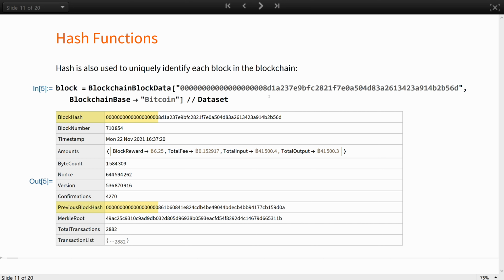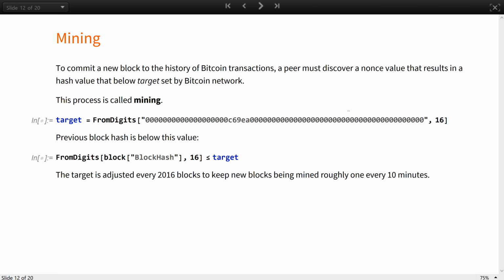These many zeros that you see in the block hashes are not coincidental. They are a part of the Bitcoin's proof of work consensus mechanism. To commit a new block to the history of Bitcoin transactions, a peer must discover by brute force a nonce value that, when included in the block, will result in an acceptable hash that is less than or equal to the current target set by the Bitcoin network. This process is called mining. The miner is rewarded some Bitcoins for performing this computation. At the time of writing, the target hash value was this.